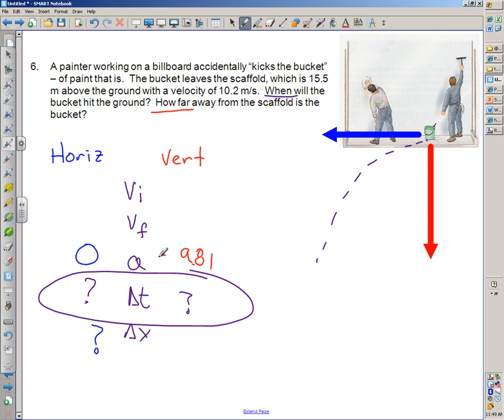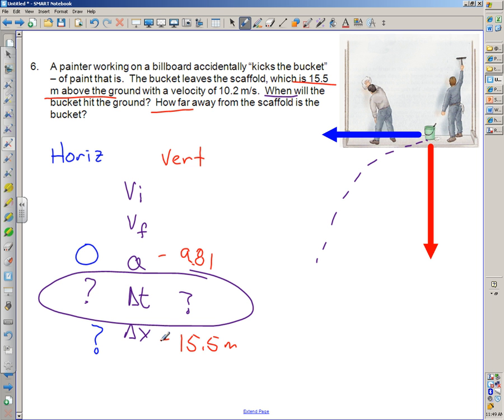So, what are some other pieces of information that they gave us in this problem? The vertical displacement is going to be what, Roxanne? 15.5, because it says that the scaffold is 15.5 meters above the ground. So that means the vertical displacement is going to be 15.5 meters. Roxanne, which way is it going to move 15.5 meters? So we're probably going to have to make this negative as well. Okay? What else does it give us in this problem?